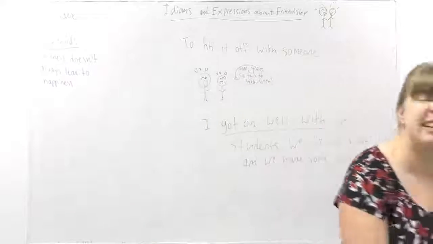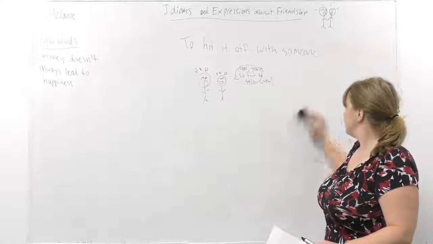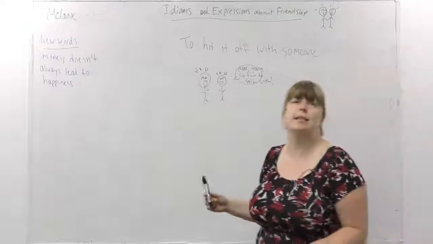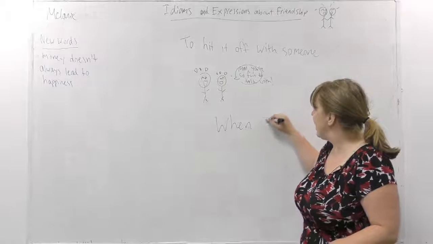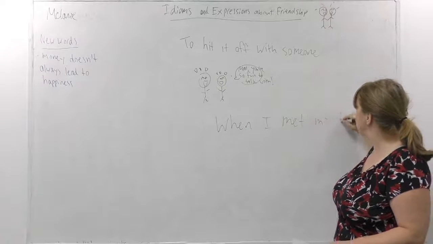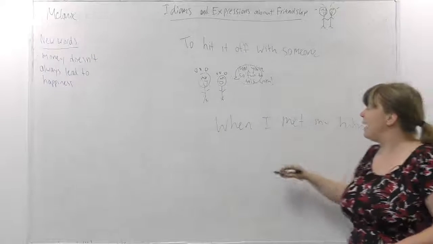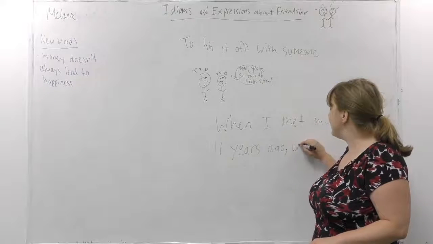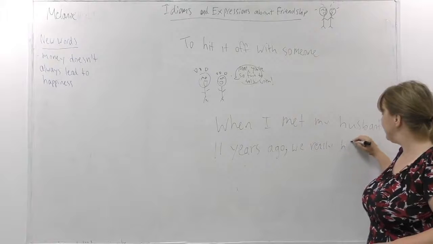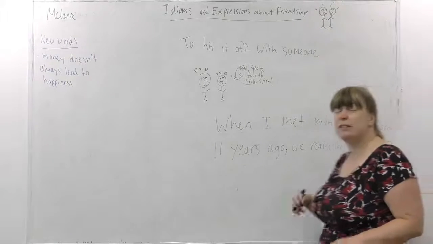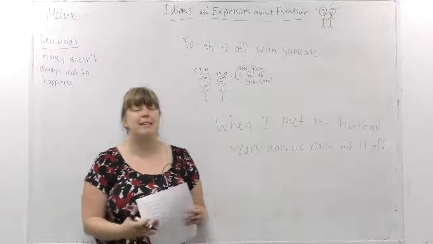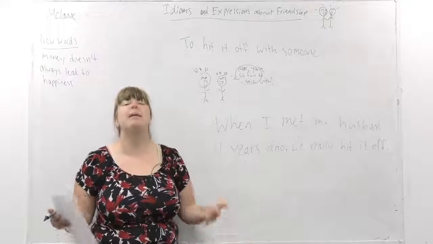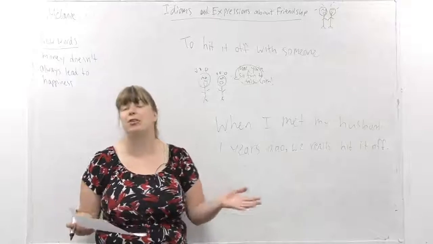Let me think of a good example sentence. Okay. So, when I met my husband, he wasn't my husband back then, 11 years ago, so this is a long time ago, we really hit it off. So, you know, we became good friends very quickly. We had similar interests. We joked a lot and we hung out a lot. So my husband and I, we hit it off pretty good at the start of our relationship.